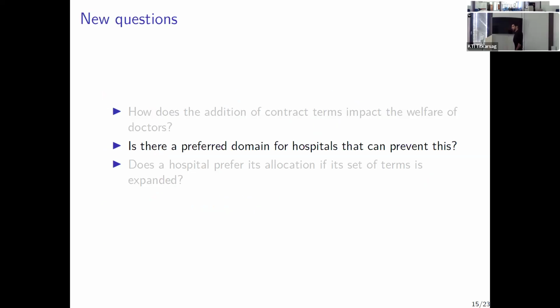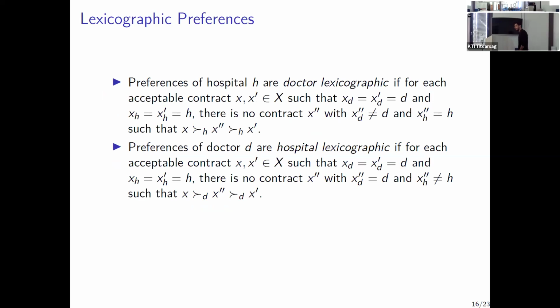Okay, so I answered my first question, but now I study the preference domain. So is it possible to find some restriction on the preference of hospitals that will avoid this phenomenon? And that's what I will try to answer here. So I first studied the lexicographic preference domain.